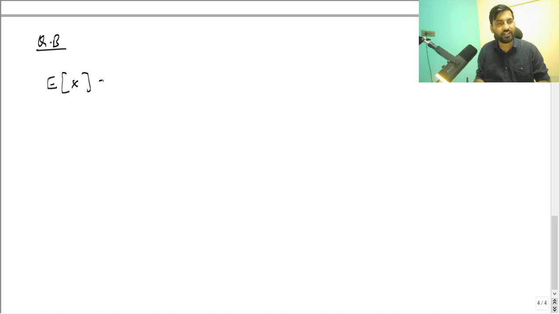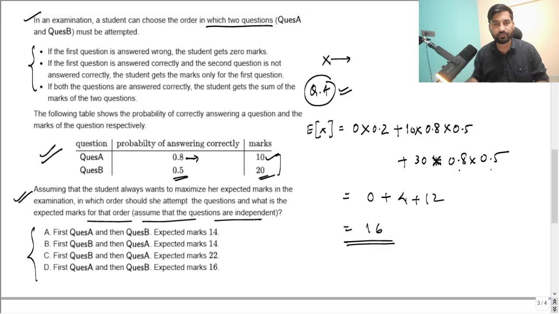Here the random variable is whatever marks you obtain after each attempt. We are taking question B as the first question, and let us solve it. If we got the wrong answer, you will get 0 marks, and the probability of solving question B wrongly is 0.5. Plus, now let us take both questions, with question B first. The probability of solving question B correctly is 0.5 only, and the marks you obtain is 20.